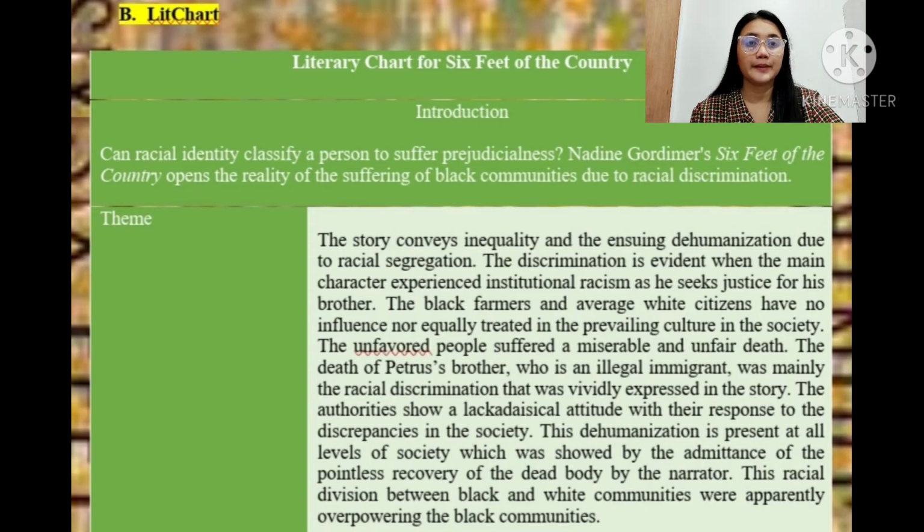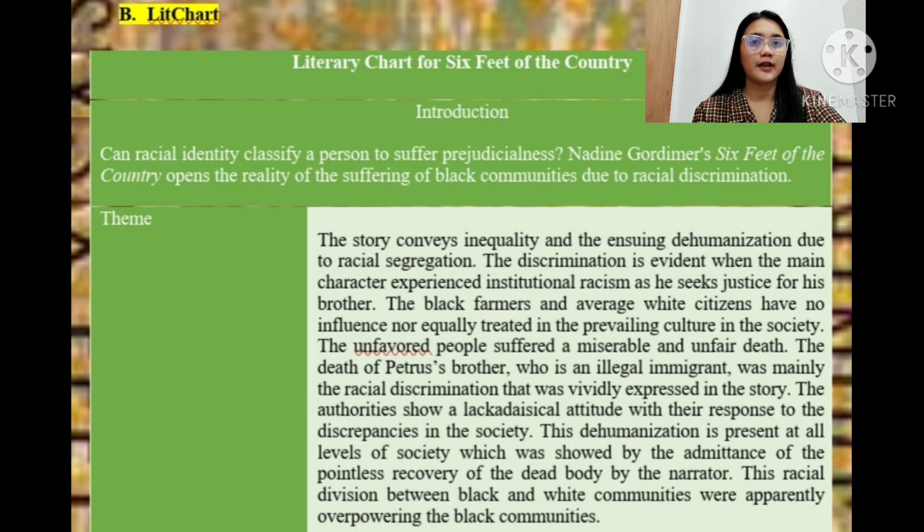We have letter P, lit chart or literary chart for the 6 Feet of the Country. We have a short introduction. Can racial identity classify a person to suffer prejudicialness? Nadine Gordimer's 6 Feet of the Country opens the reality of the suffering of Black communities due to racial discrimination.